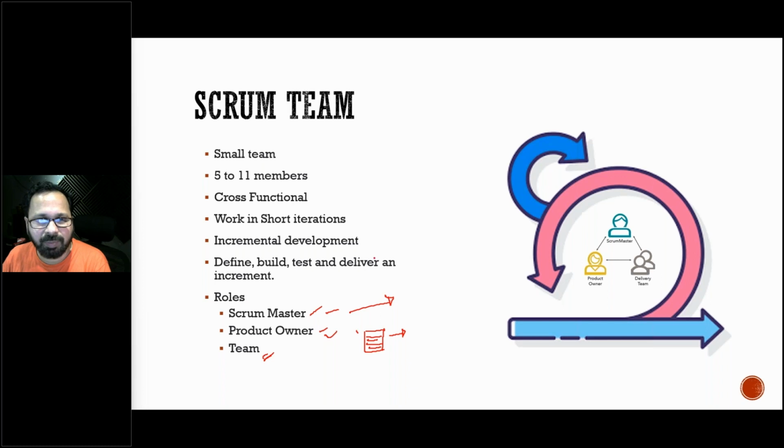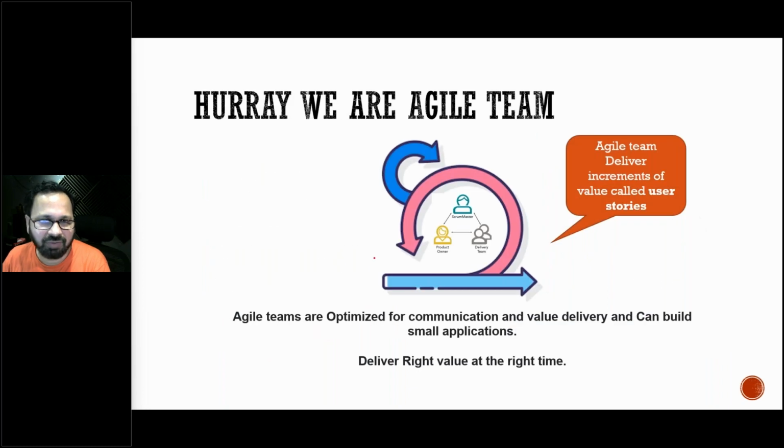And the moment people implement Scrum, they feel they are an agile team. And that is what we have seen in organizations these days, that people feel they are agile because they have implemented Scrum. Okay, so definitely Scrum teams are optimized for communication and value delivery, and they can build small applications because they are about 5 to 11 members, which includes two non-productive roles, the Scrum Master and the product owner. So the focus is, again, delivering the right value at the right time.